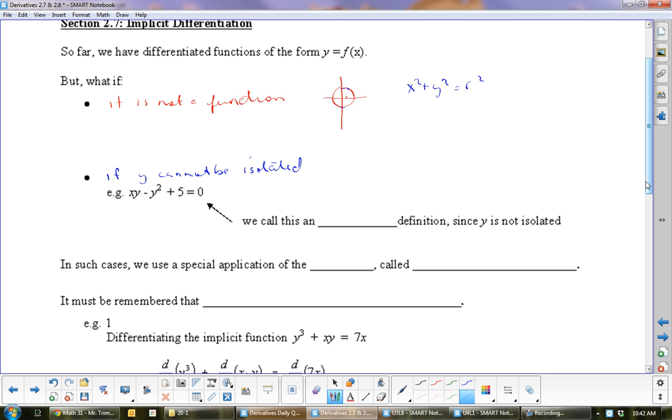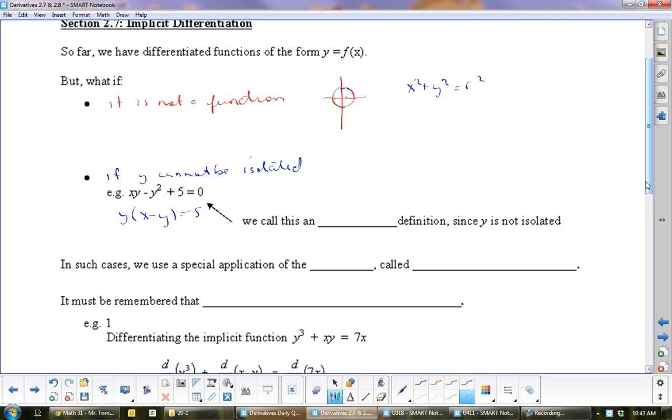So if you look at this example here, xy minus y squared plus 5 equals 0. Find the derivative of that. Well, all the ones we've been doing up to now are y equals, y equals, y equals, so we've got to get this one to y equals. The first thing I would try is to factor out a y, and that would be y times x minus y equals negative 5, with the 5 on the other side. Now, do you see I can't get it to y equals? It's not going to happen.